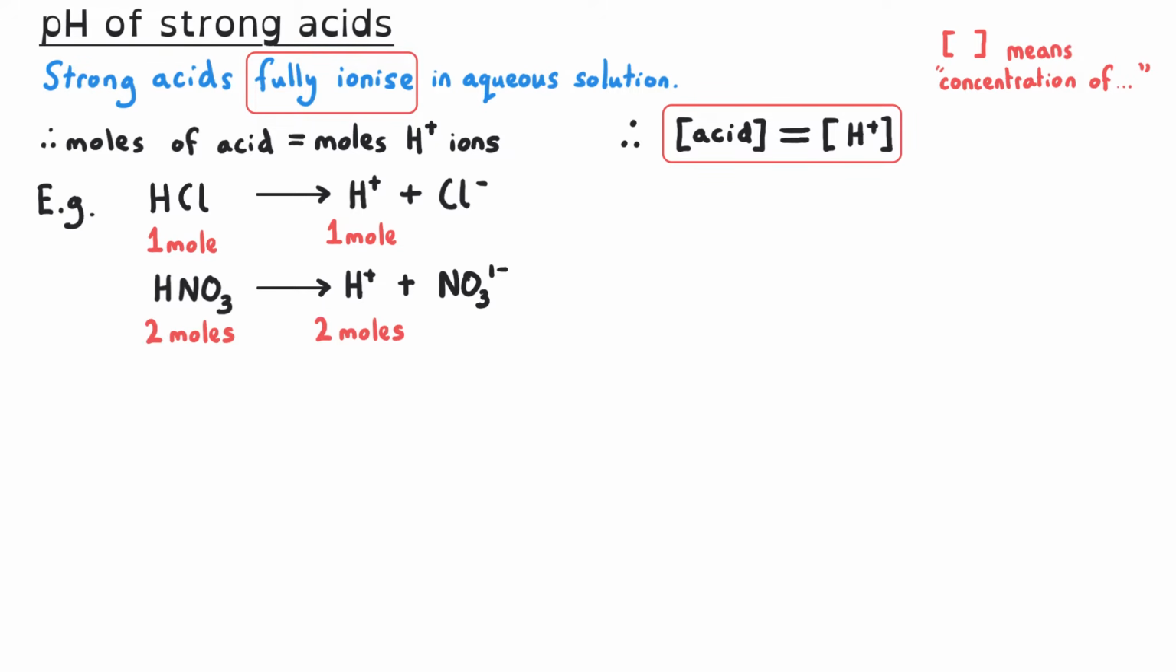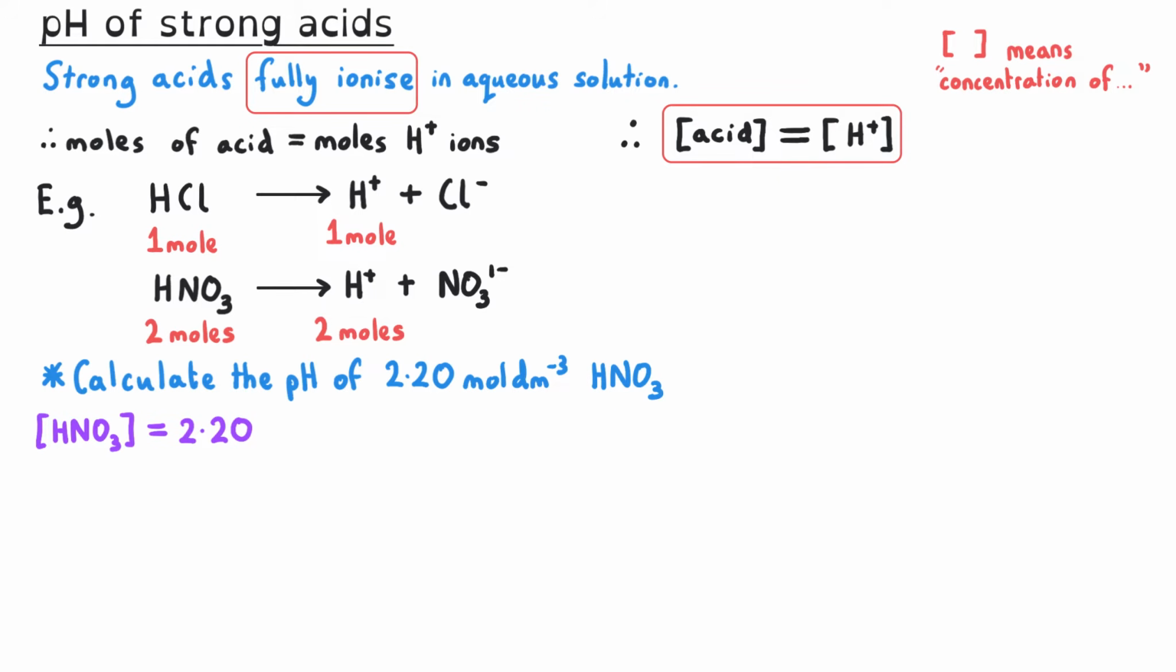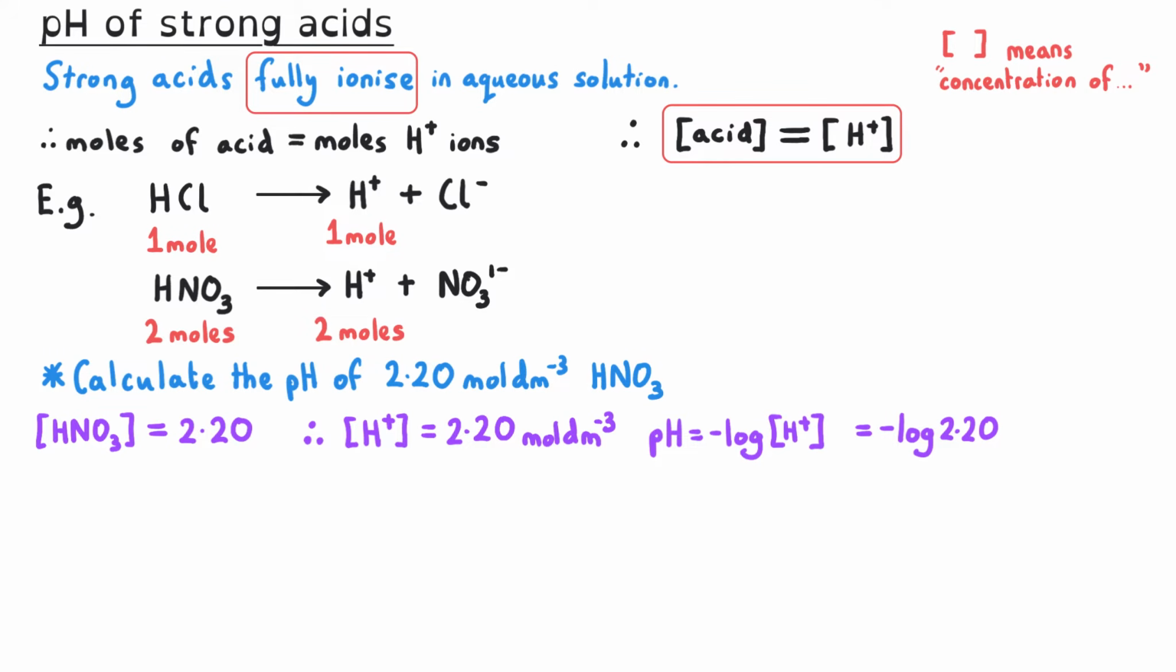And so this means if we're asked to calculate the pH of a nitric acid solution with a concentration of 2.20 moles per decimeter cubed, then we know that the hydrogen ion concentration will also be 2.20 moles per decimeter cubed. And so the pH is simply the negative log of that number. And so negative log of 2.20 is minus 0.34 to 2 decimal points. And I use this as an example to show you that the pH can be less than 1 and in fact less than 0.